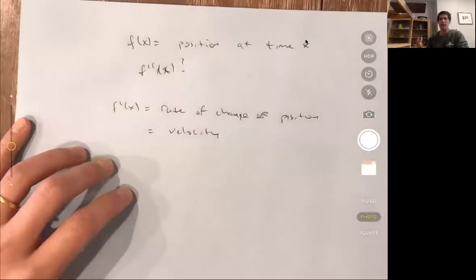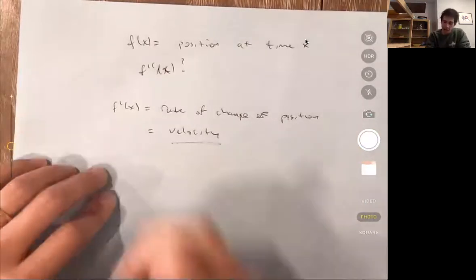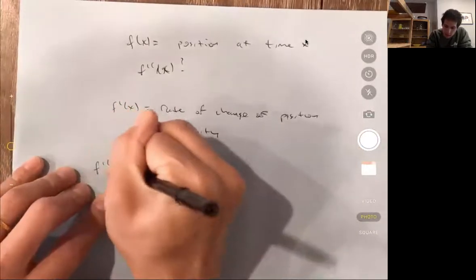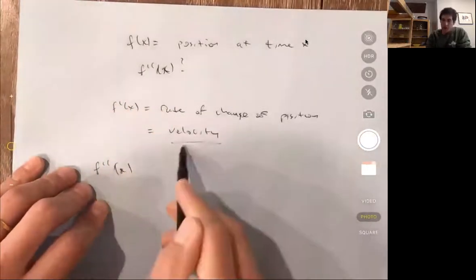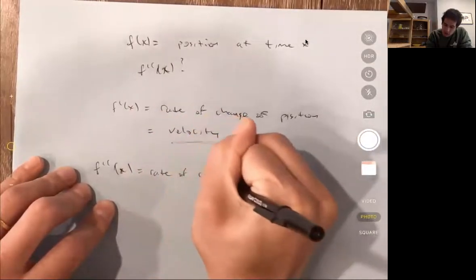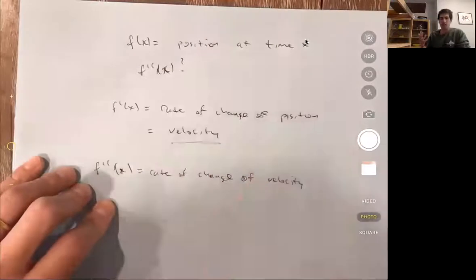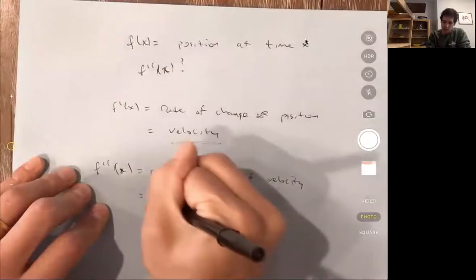Now if I want to ask what the second derivative of the original function is measuring, it's best to just ask what the derivative of this new function is measuring. So f double prime of x is the rate of change of this new function, the velocity. So it's the rate of change of velocity. It's how fast your velocity is changing, and this is what we call acceleration.